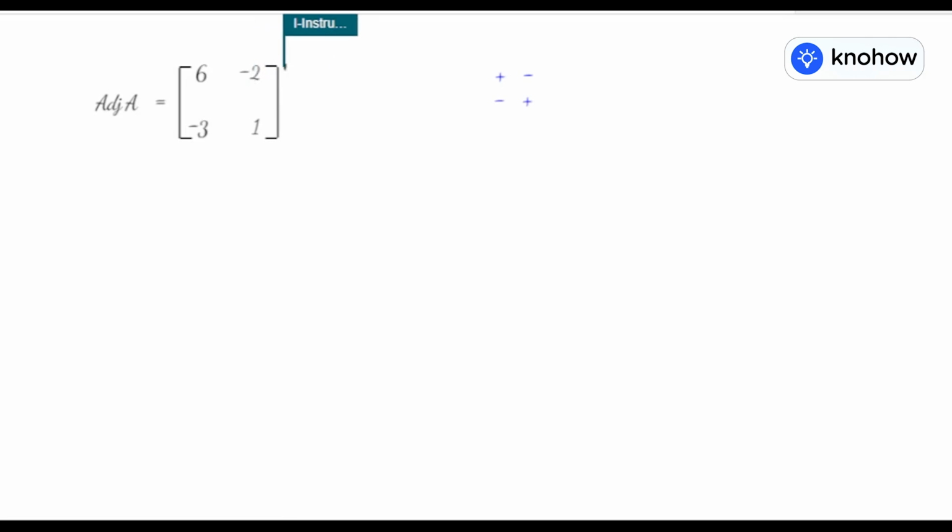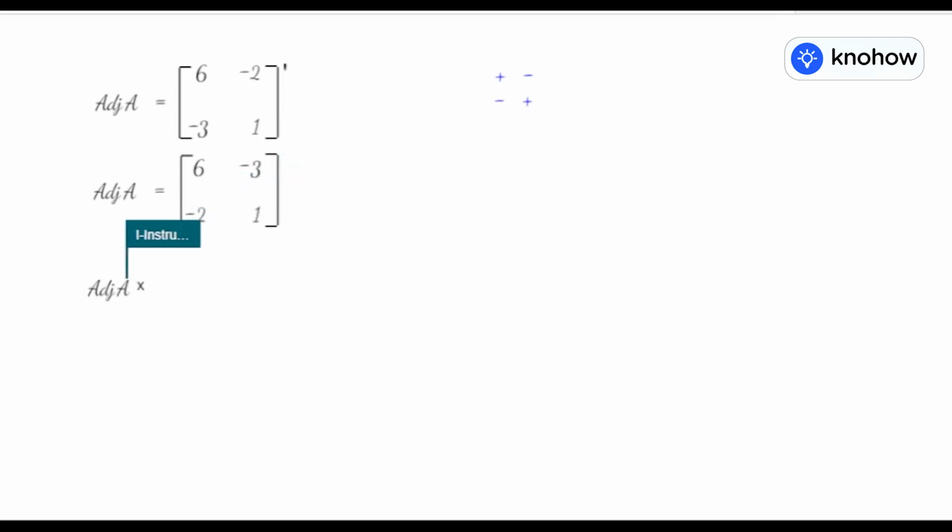So you get adjoint A equal to, take the transpose. So 6, minus 2 you write in the first column and minus 3, 1 you write in the second column. So now we have worked out adjoint A. Work out the value of adjoint A into B.